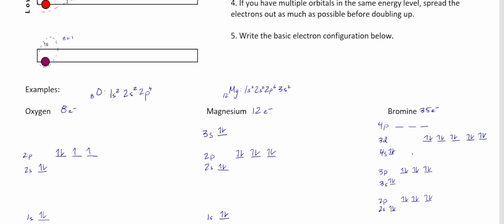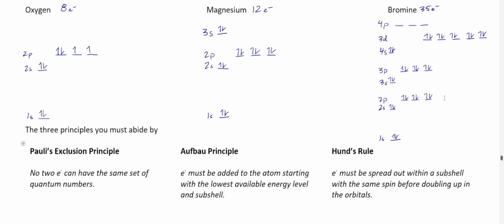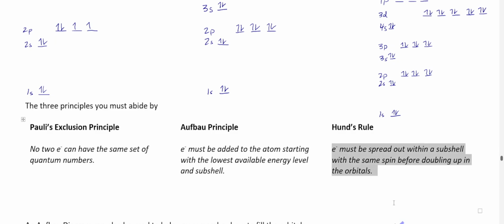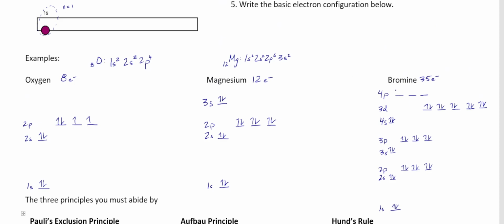I have to look, and I've got 35 electrons to place. So let's count how many electrons we have here. We have 2, 4, 6, 8, 10, 12, 14, 16, 18, 20, 22, 24, 26, 28, 30, which means I have 5 electrons to place. Well, according to Hund's rule, they must be spread out within the subshell with the same spin before doubling up. So I'm going to write them as follows: 1, 2, 3, 4, and 5. And there is my energy level diagram for bromine.